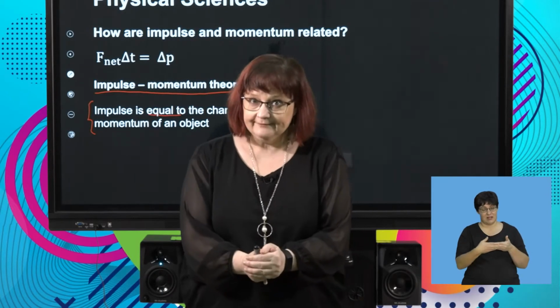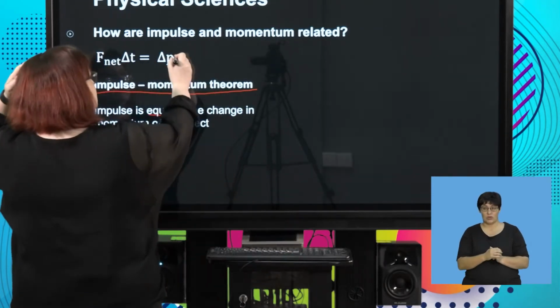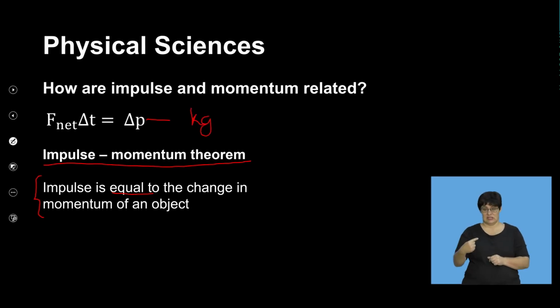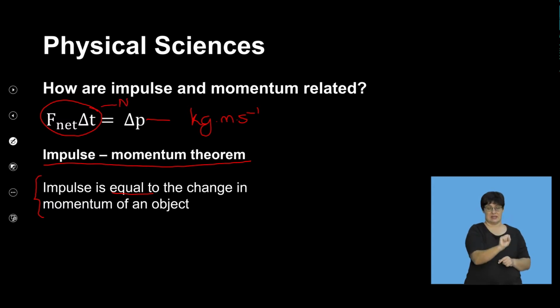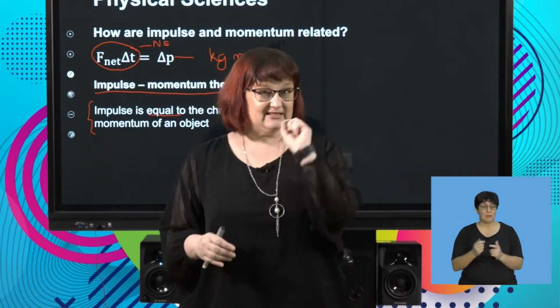Be careful, change in momentum, the units. So when I look at change in momentum, these units are kilogram meters per second. Impulse's units are Newton seconds. They have the same number value, different units. Okay? Very important here. If I ask for impulse, I want Newton seconds. If I ask for change in momentum, I want kilogram meters per second. All right? It's a big thing, this.